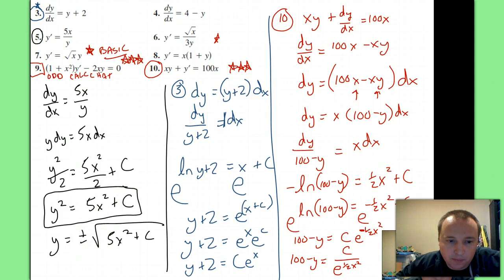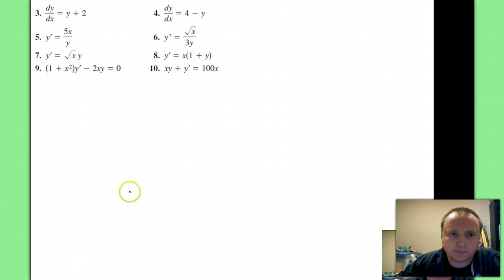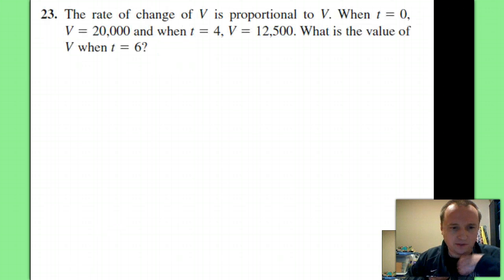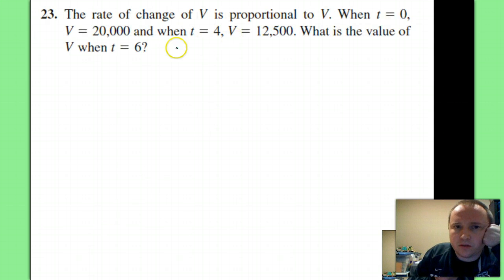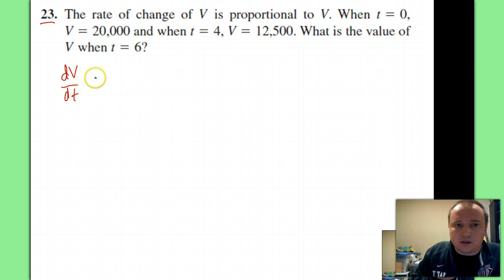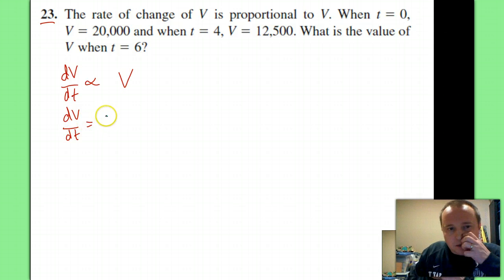So here we go. Let's do one more. Let's not do it off of that though. This is a good problem. So we're going to do 23, and so the rate of change of v. Got it. What is that? Rate of change of v is dv/dt. It's proportional to v. In other words, it's directly proportional to v. That's just notation that means it's proportional. Now, if it's proportional, we're going to have a constant involved. So let's just do k.